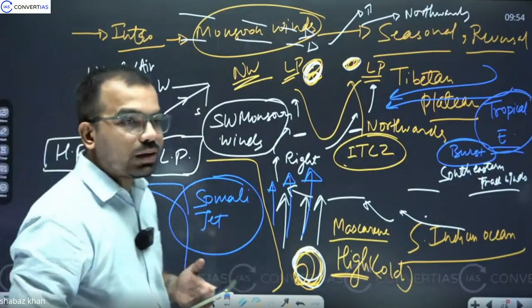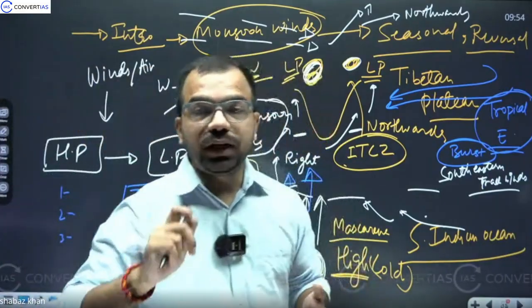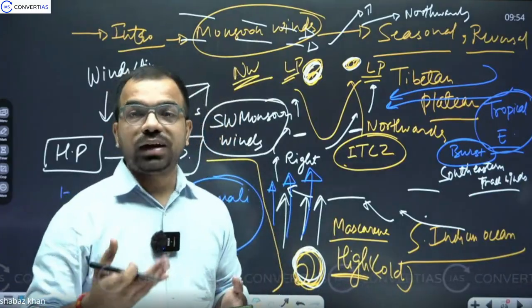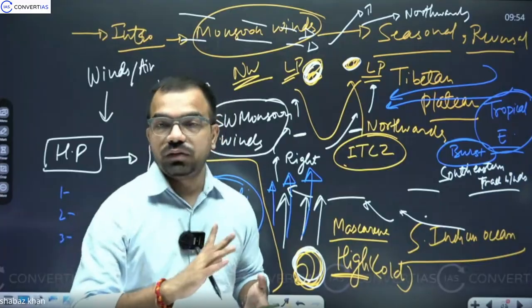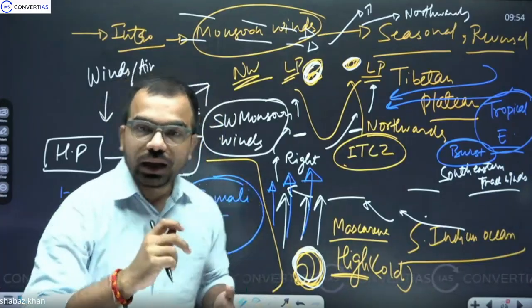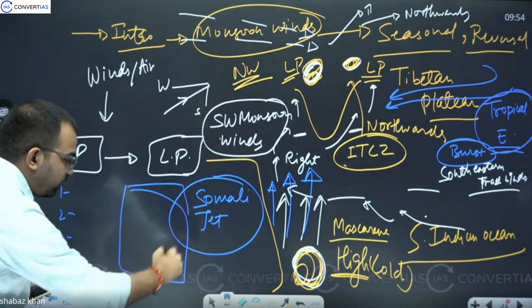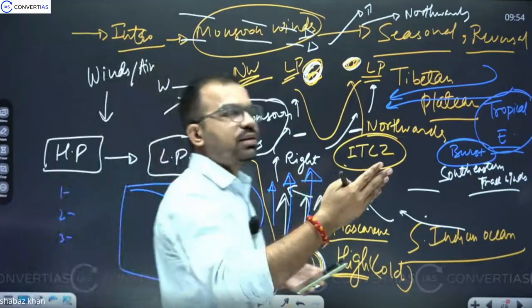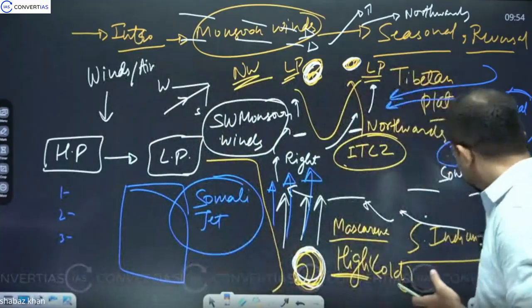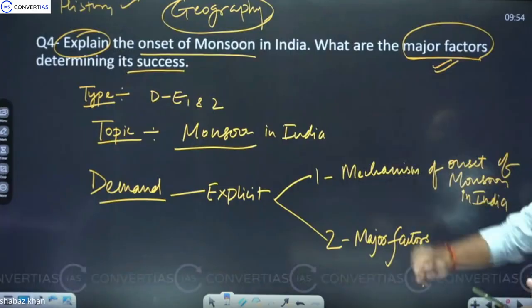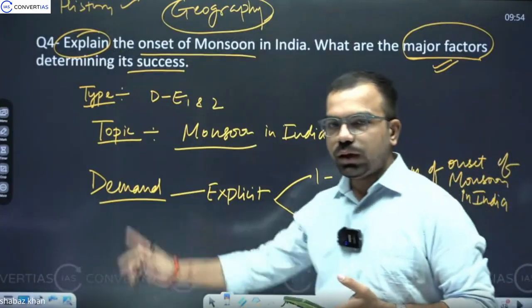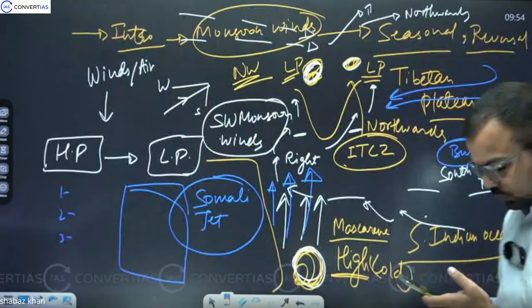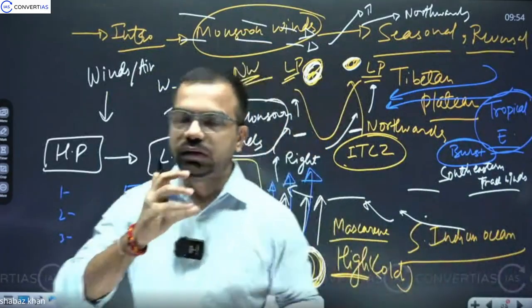The question is a 10 marker, but here is the challenge. In geography, the 10 marker questions are very big to write. Most of the 10 markers require explanation of mechanisms, and that is very difficult to write. But if you can maintain the space, right side for the map, left side for points, and on the next page, you write the second explicit demand, the major factors determining its success, well and good. You have to write the statements concisely.